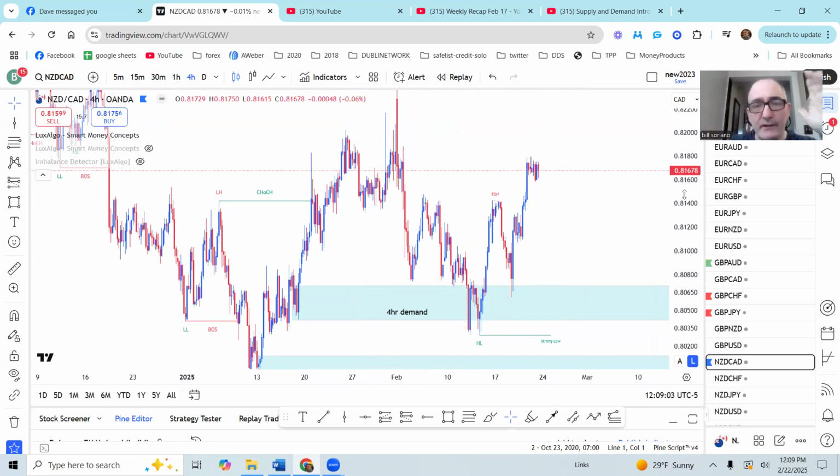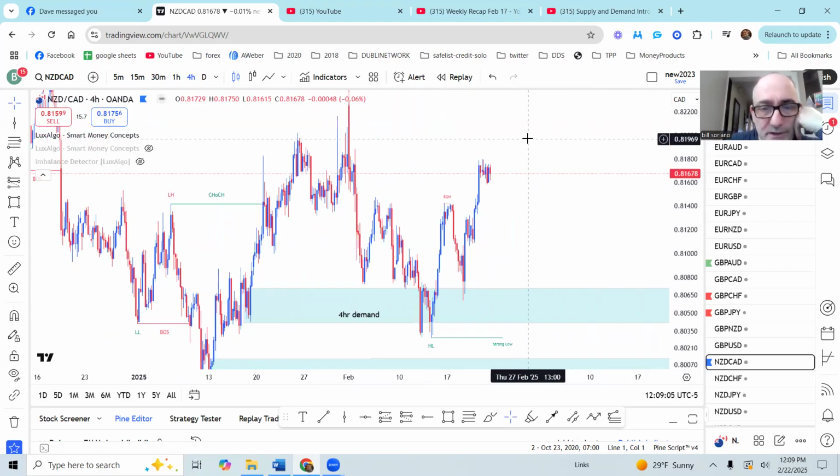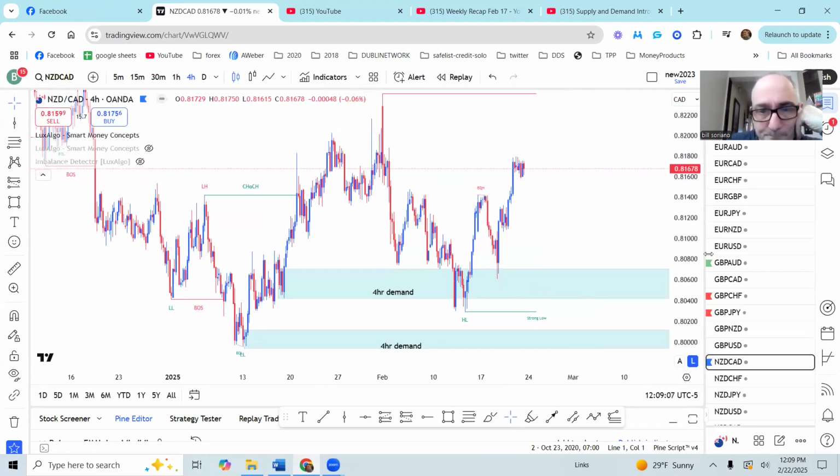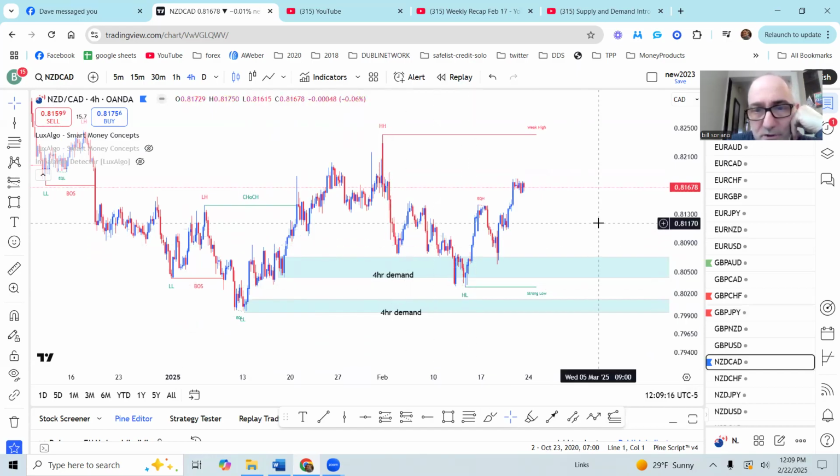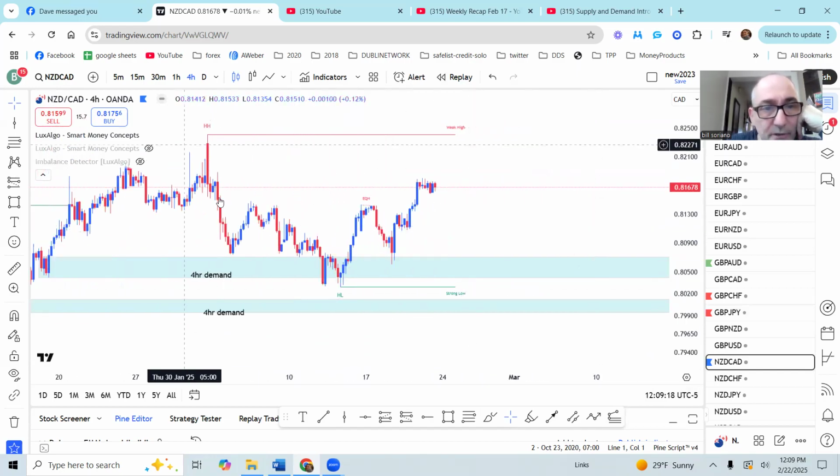I'm going to do another video after this showing you that. I just want to kind of get through these here. So we have a 4-hour demand zone here. We also have a 4-hour demand zone here. There's some imbalance here. So we don't know which one's really going to do what. Price comes down here.